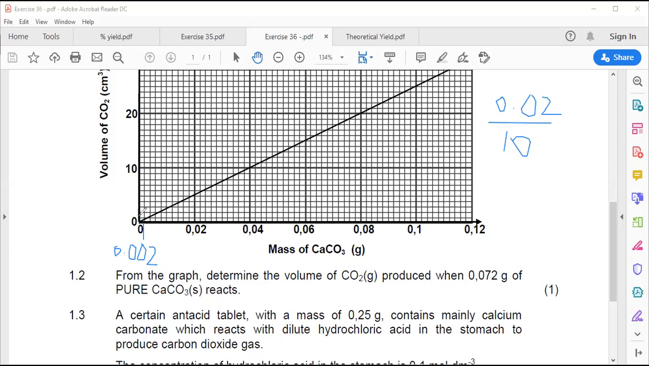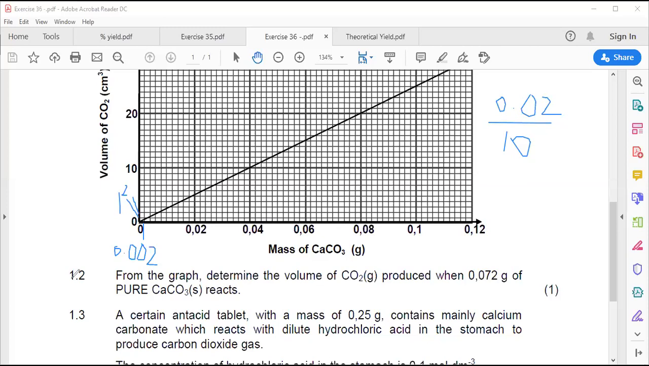So the first one represents 1, then the next one represents 2, and so on up until 10. So it's 1, 2, 3, 4, 5 up until 10. Each one here represents 1. Okay, fine. So this is the information that you get from the graph, that you need to apply.